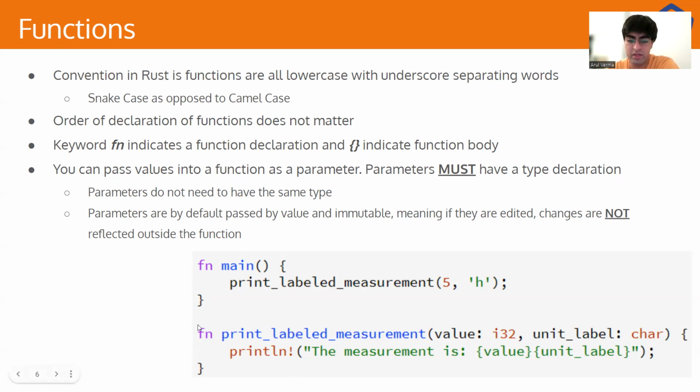We have our function with fn, print_labeled_measurements, value, colon, explicit declaration of i32, and our unit_label with an explicit declaration of char, after which we can use those values inside our function as need be. Parameters do not need to have the same type, and they are by default passed by value and immutable, meaning if they're edited, changes are not reflected outside the function and you will get an error thrown. You can pass mutable parameters and they can be edited inside the function, but this requires some interesting semantics in Rust based off of how the compiler works, as I described today.